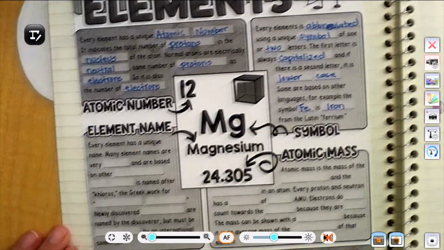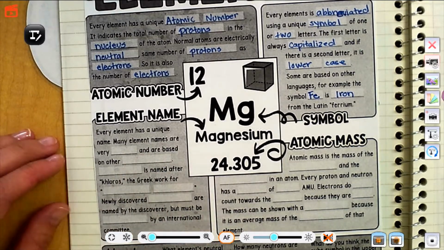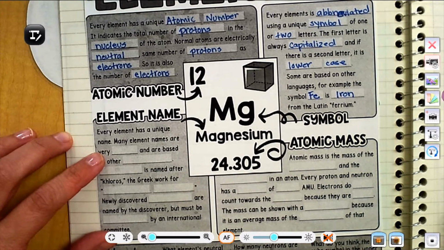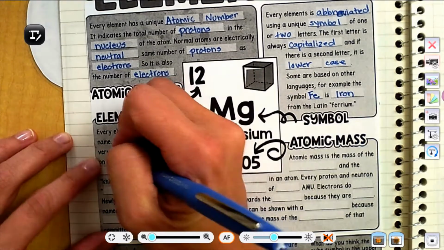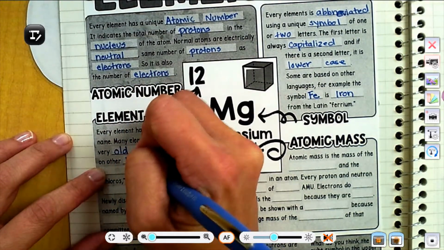Now we're going to go over to this block that says element name. So that's going to be the word that's in that box. Every element has a unique name. Many element names are very old and are based on other languages.